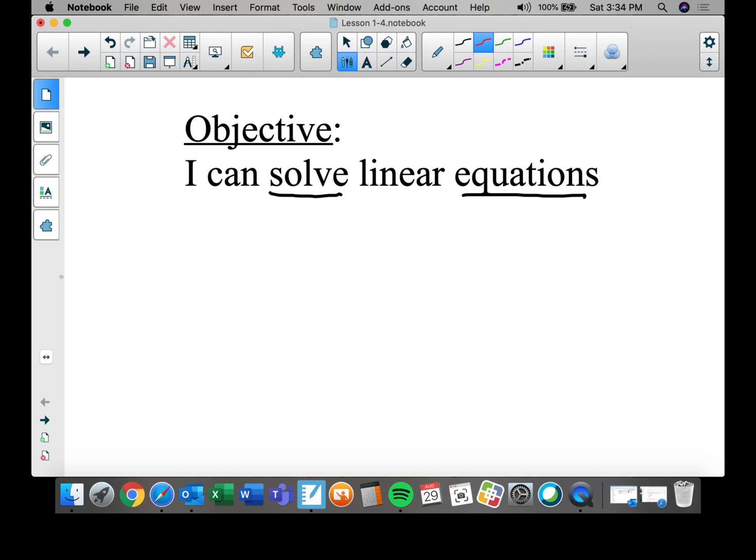That's the difference now. We're going from expressions into equations. We're going from evaluating into solving at this point. Good news is this lesson should be a little bit shorter than the last one.